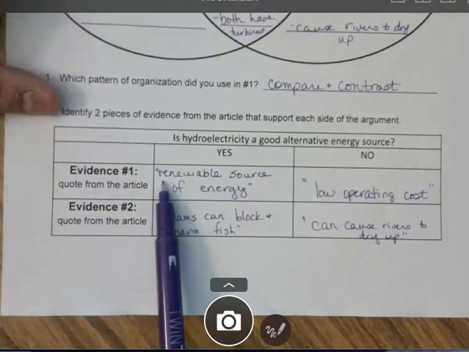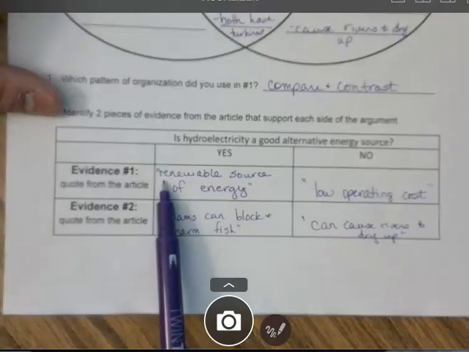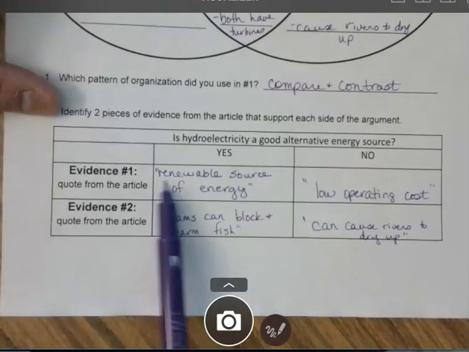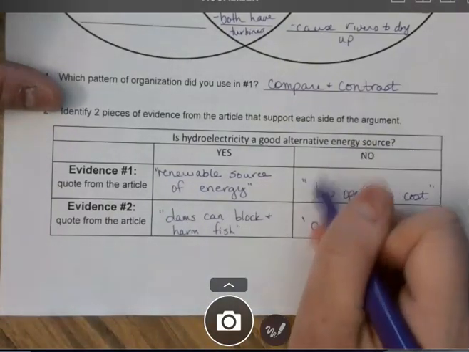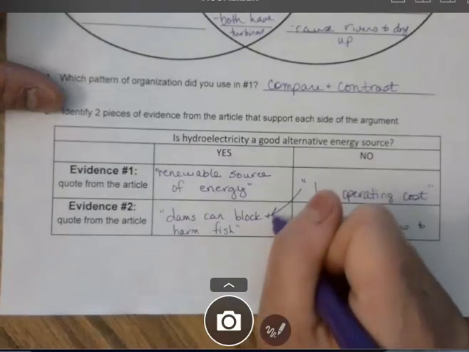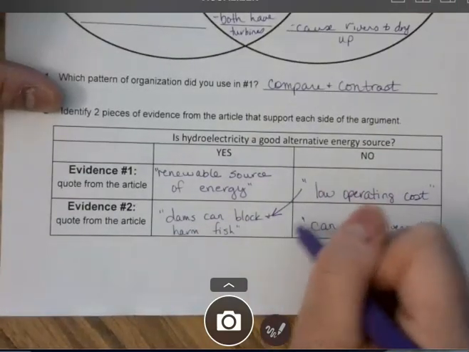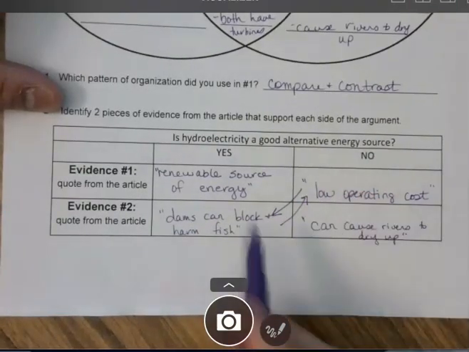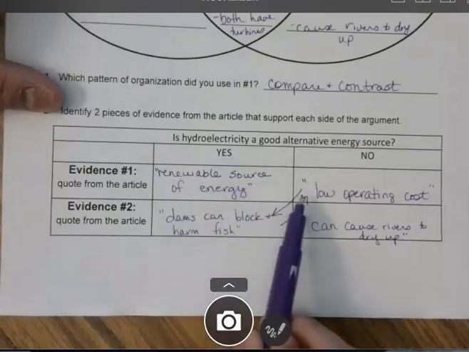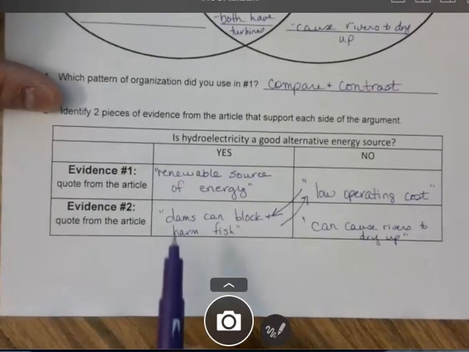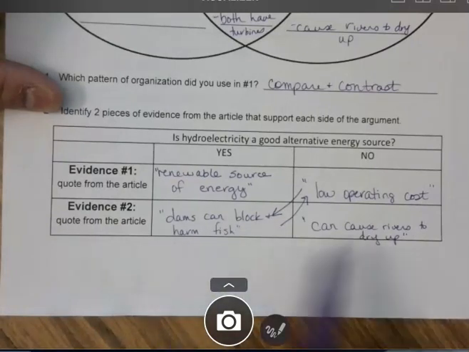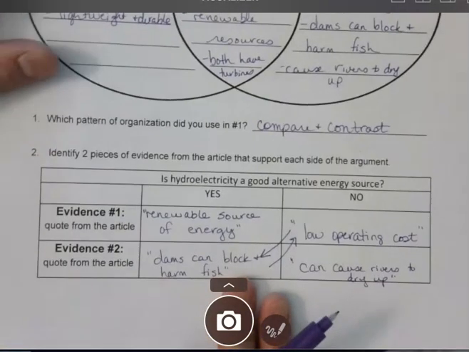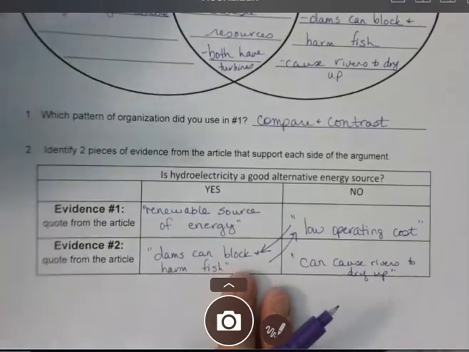And so you'll see I quoted, not the whole sentence. I don't want to copy that whole sentence down. I just want to copy the evidence part. So it said it was a renewable source of energy. Oops, I think I did this wrong. I did this across, but this should have gone here. And this one should go there. It was a renewable source of energy, and it has a low operating cost, versus why people are against it, because it can block and harm fish, and it can cause rivers to dry up. Okay, so that will be the first part. There will be a little bit of a reading component to it.